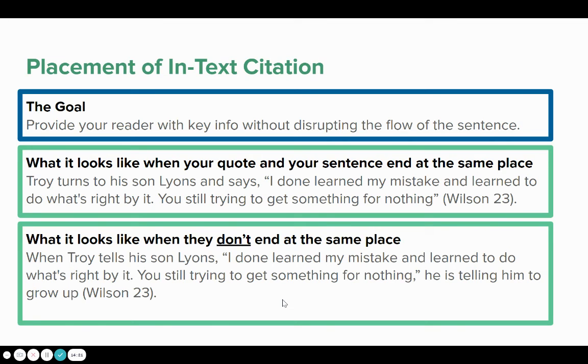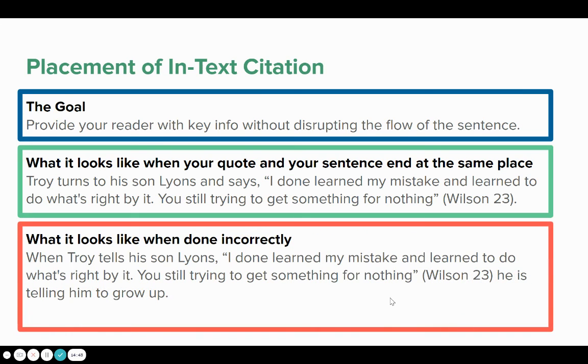When Troy tells his son Lyons, "I done learned my mistake and learned to do what's right by it, you still trying to get something for nothing," he is telling him to grow up. Even though I have added words to the end of my sentence, I still put the in-text citation, the parenthetical, at the end of the sentence, not right after the quotation. So make sure that the parenthetical comes at the end of the sentence, so that it doesn't disrupt the flow of the sentence. What does it look like when it's done incorrectly?